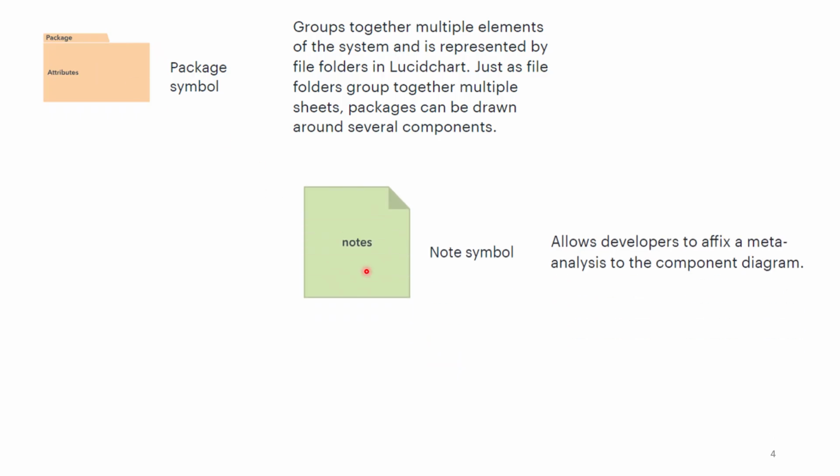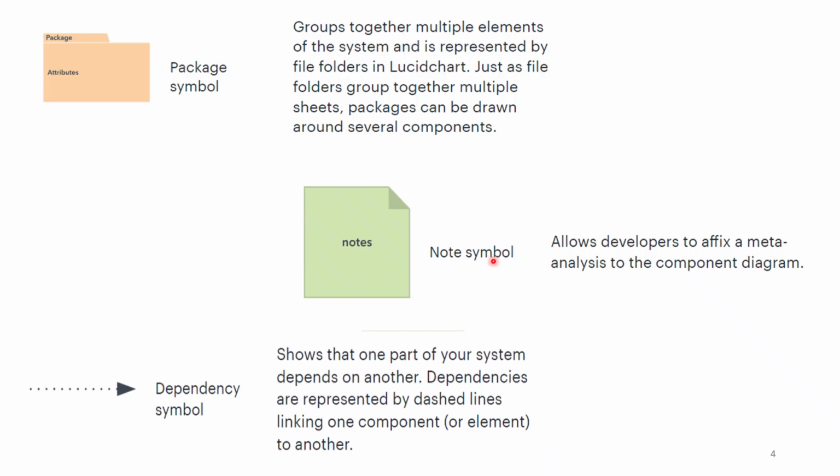And if you want to write an explanation or description about any of the components, we can make use of the note symbol to write the description about the particular component. And there are solid lines and the dashed arrow we can use. That dashed arrow indicates the dependency between the different components.